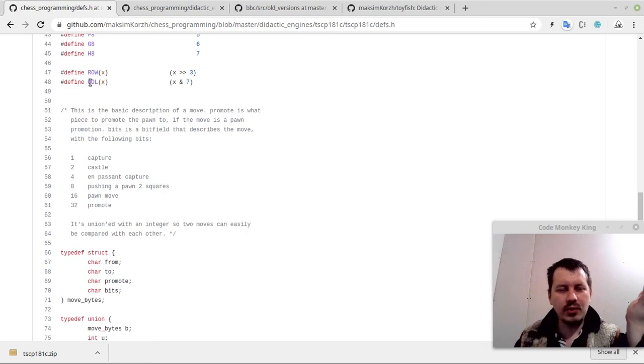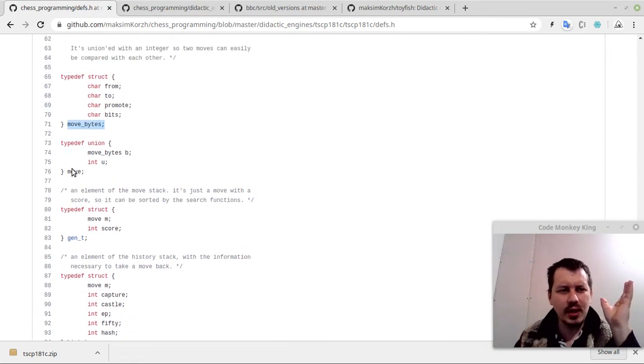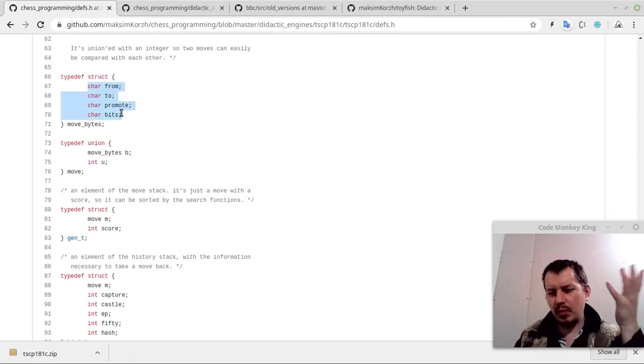Okay, so we have some macros to extract the row and the column from the square. So far so good. What else? Now we have the structure move bytes. I'm not sure what that does, but then we have the move. Okay, so move bytes actually encodes the move. There are more complicated ways to encode the move within a single integer, but using the structure results in clearer code.